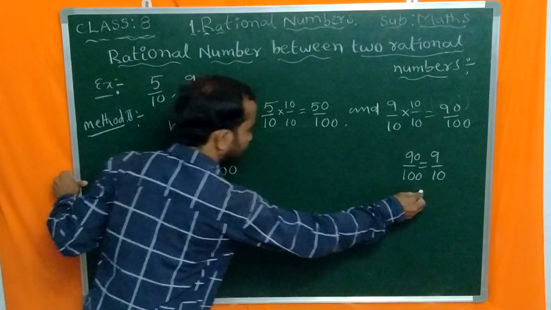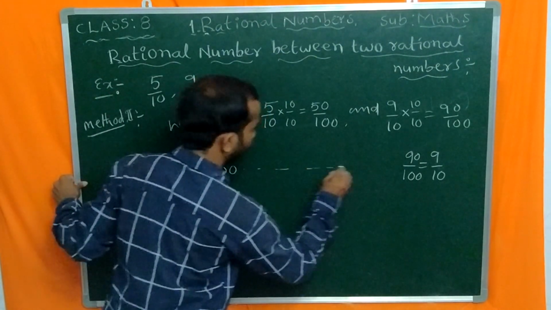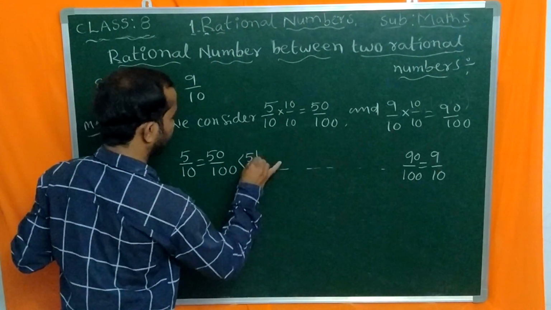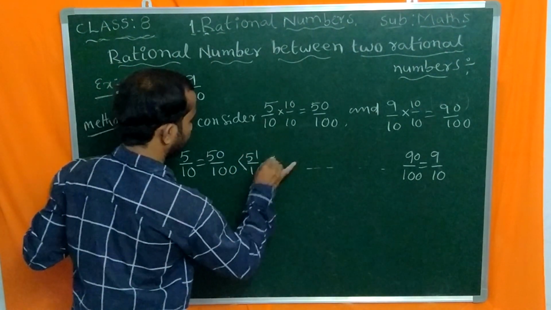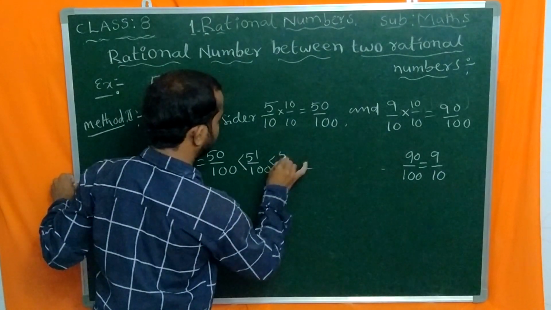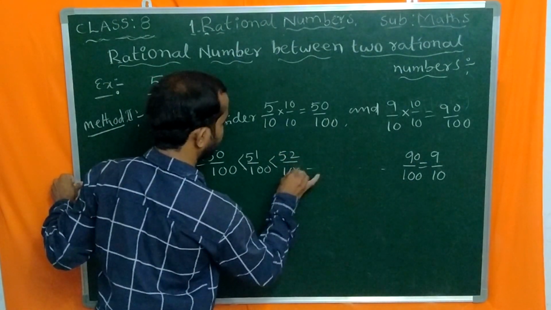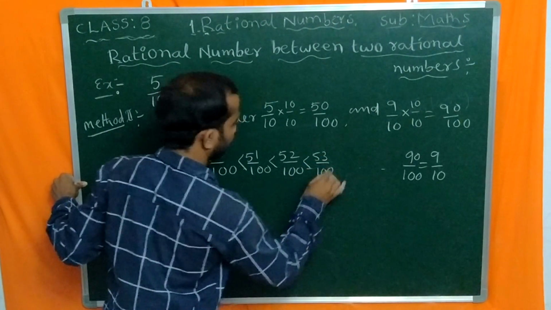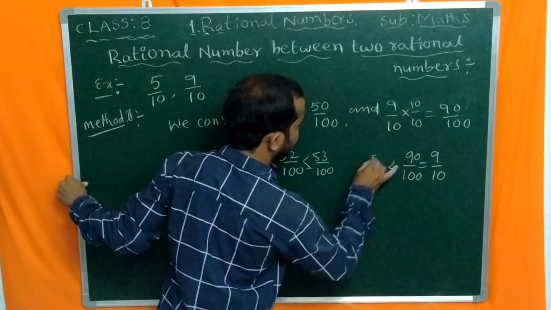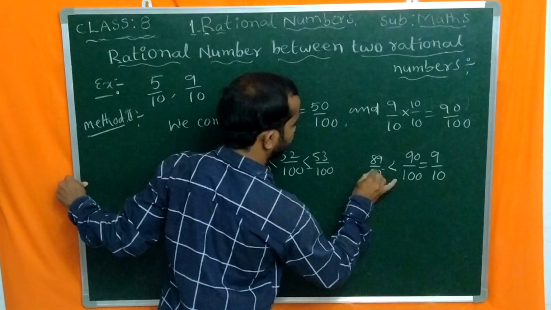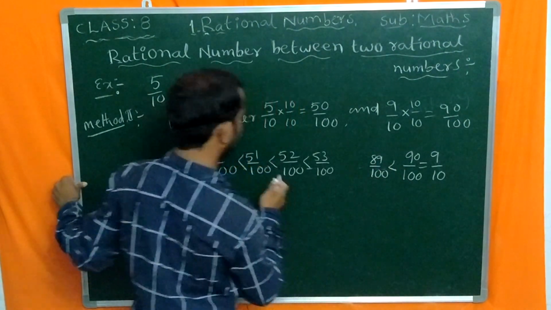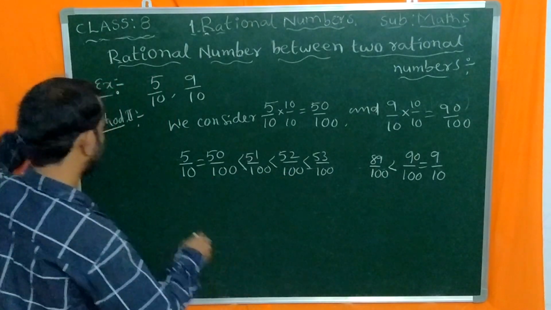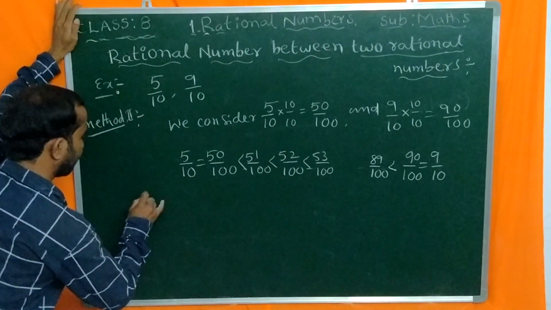Between these two rational numbers, there are so many rational numbers: 51/100, next 52/100, next 53/100, and in the same way up to 89/100. There are nearly 50 rational numbers. Next we consider another form.